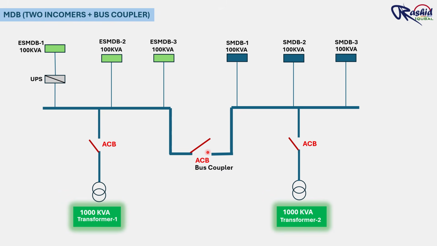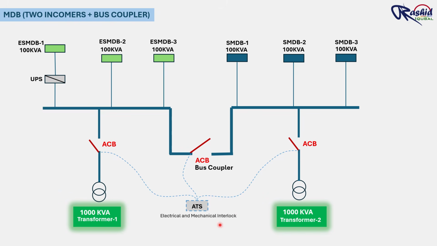All switching of incomers and bus coupler is handled automatically by the ATS controller. Two breakers at the incomer side and one at the bus coupler side are electrically and mechanically interlocked, which ensures only correct breakers can be closed at a time. Now let's understand how interlocks work.